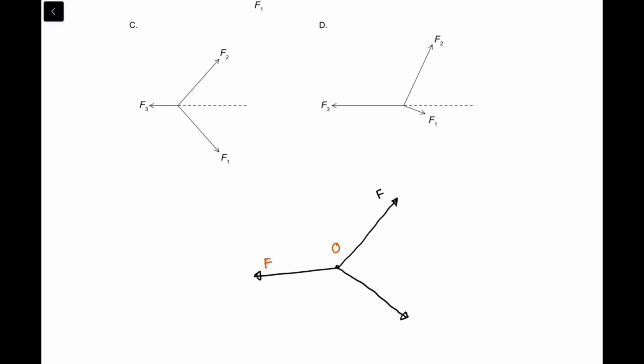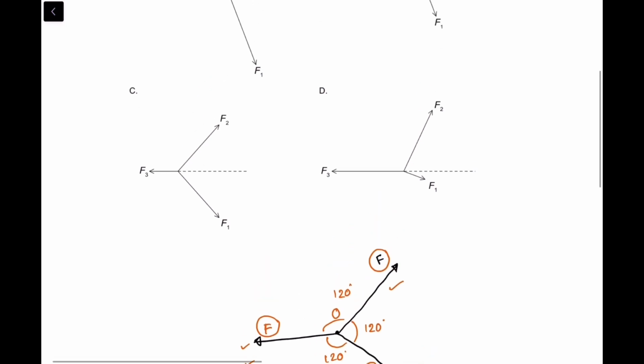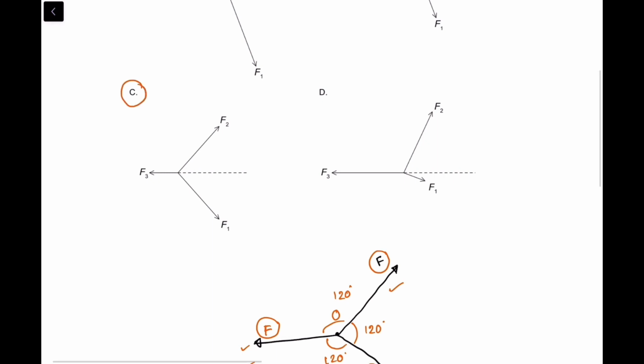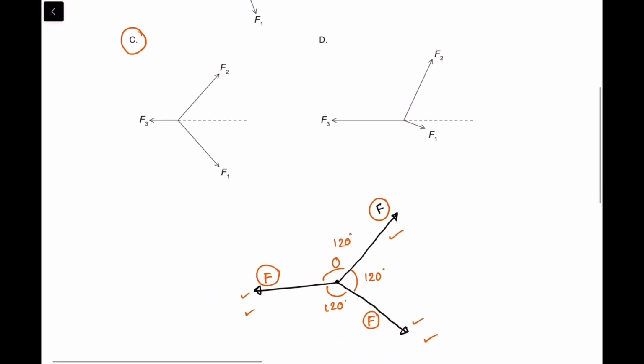This vector should have a magnitude F, this vector should have a magnitude F, and this vector should have a magnitude F, and they should be symmetric. The angle between these three vectors individually should be 120 degrees. So can I say right up front that option C is the correct answer? No, I can't say.